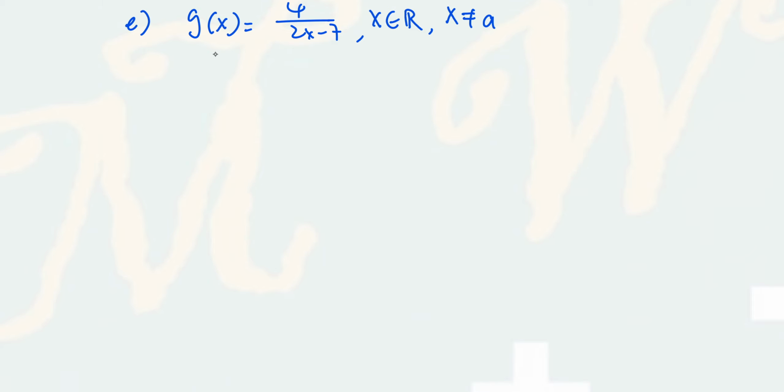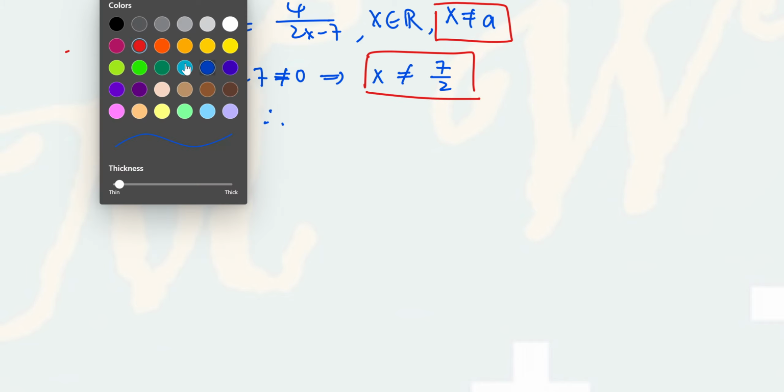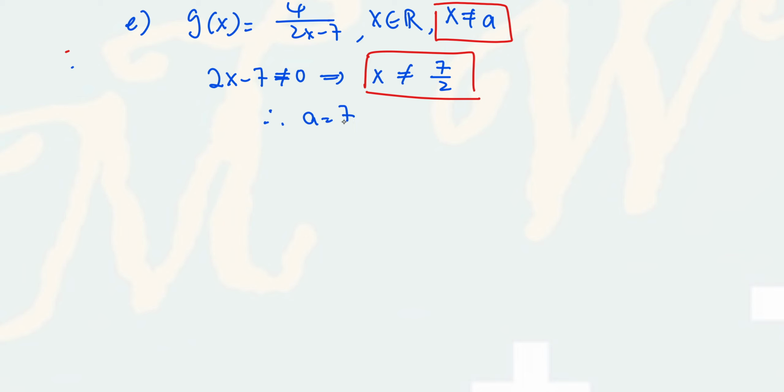So when x cannot be a, which means, if you look at the question over here, the numerator is positive 4. The denominator can be any values, but we know that the denominator cannot be 0. Then from here, your x cannot be 7 over 2. Which means, when you compare these two, x cannot be a and x cannot be 7 over 2, so your a is basically 7 over 2. So that is the solution for E.